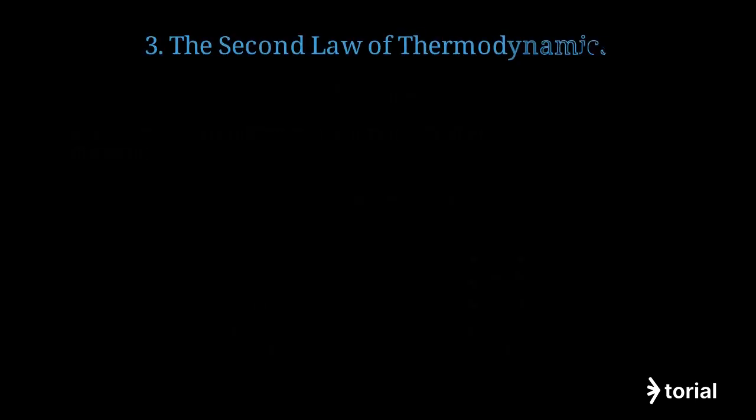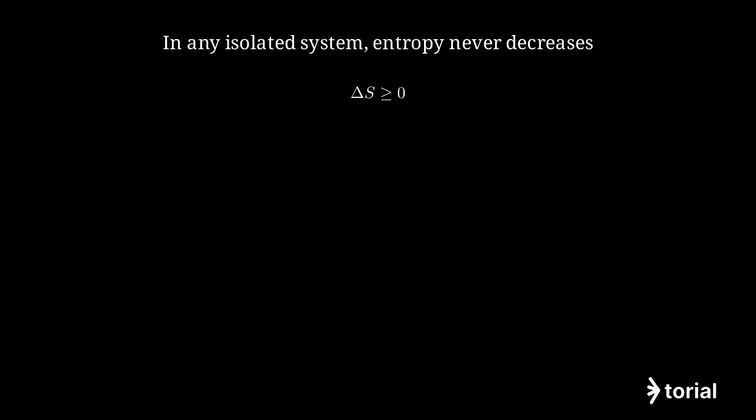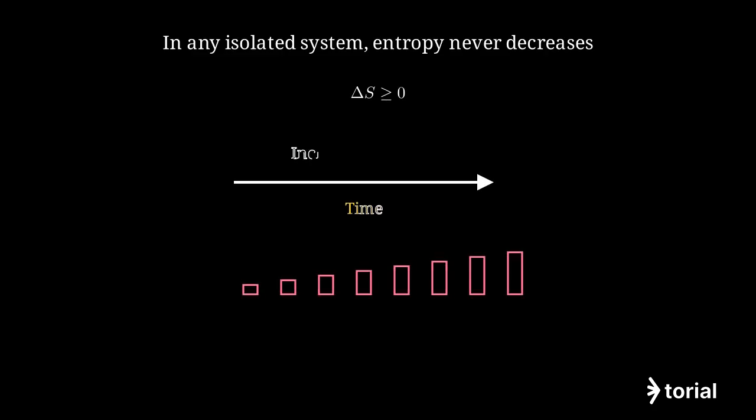Entropy is central to the second law of thermodynamics. The second law states that in any isolated system, entropy can only stay the same or increase, never decrease. Mathematically, the change in entropy must be greater than or equal to 0. As time moves forward, entropy naturally increases, making the universe more disordered over time.